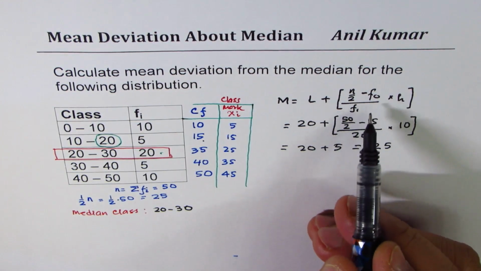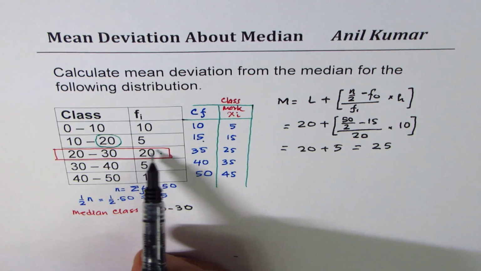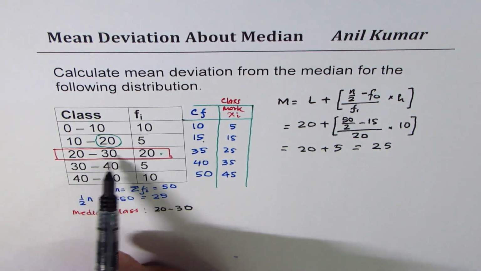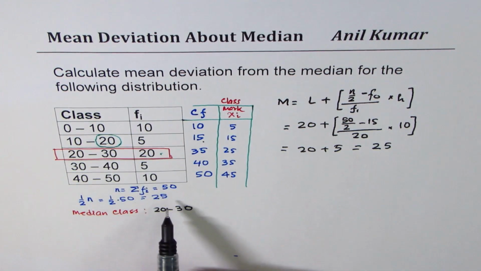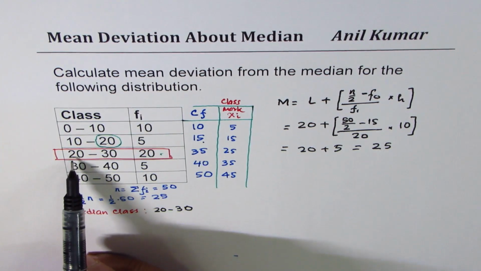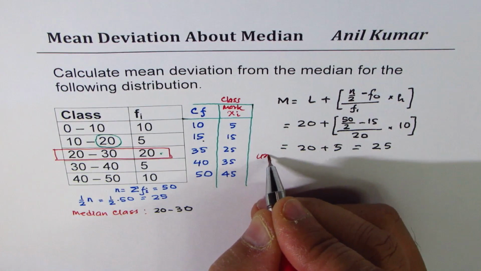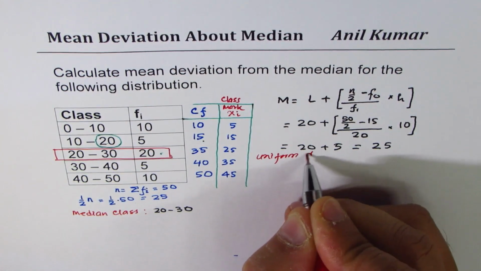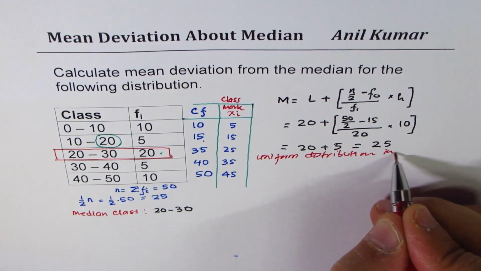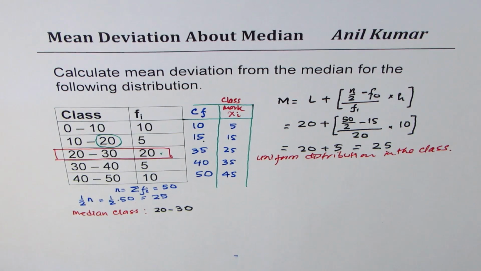So the basis for this is that we have assumed that all these 20 data points are uniformly distributed in this class interval. And we are trying to find the 25th item. How far is it from 20? That is the whole idea. So this is based on uniform distribution in the class, in this particular case, correct?